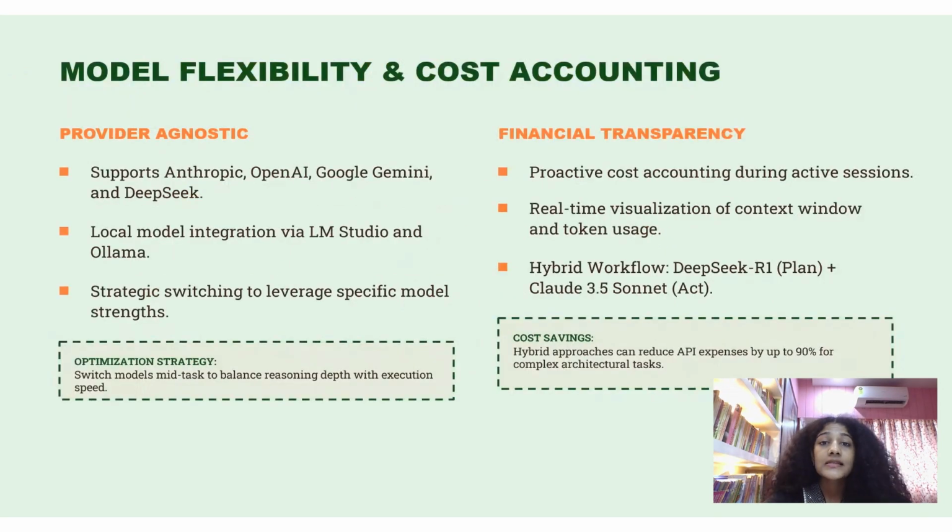Klein is really great because it lets you choose which brain or AI model you want to work with. You can use the famous ones like Claude or ChatGPT or even free ones that run on your own computer. This is really helpful because some models are better at planning while others are better at writing code. Also, Klein shows you exactly how much money you are spending on these AI models in real time. It has this little bar that shows you the cost, so you never get a big surprise bill at the end of the month. You can switch between models whenever you want to save money or get better results.